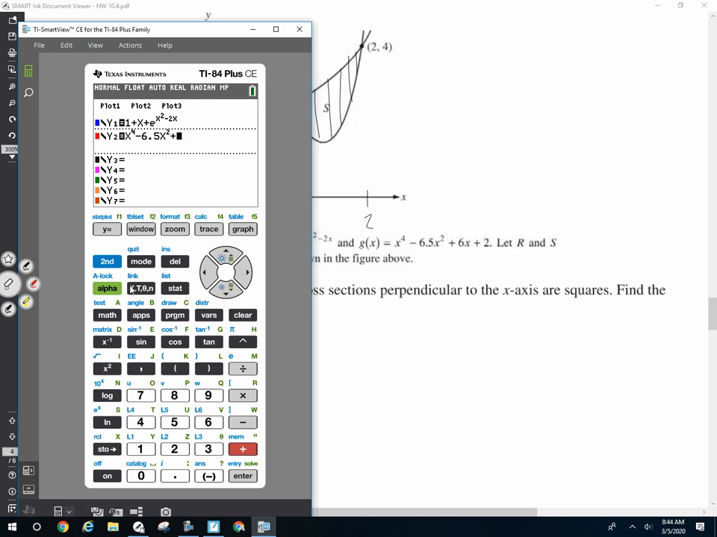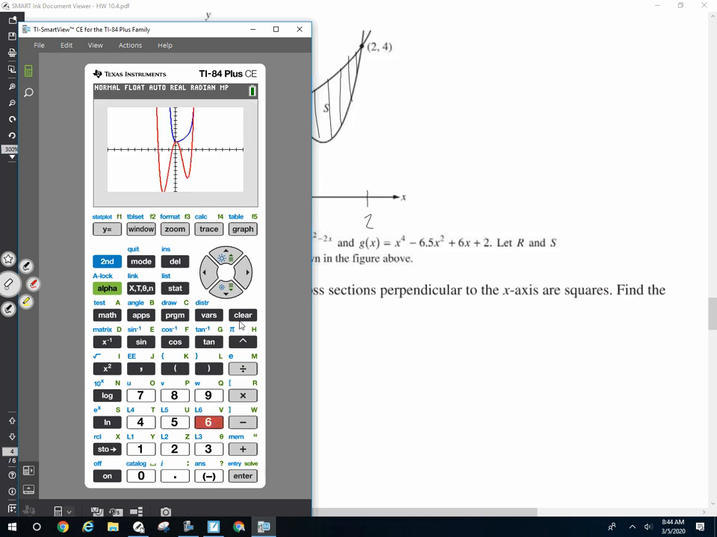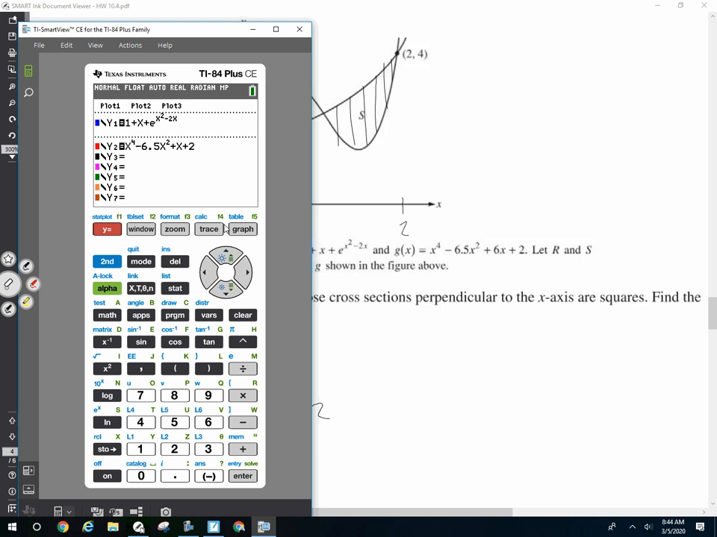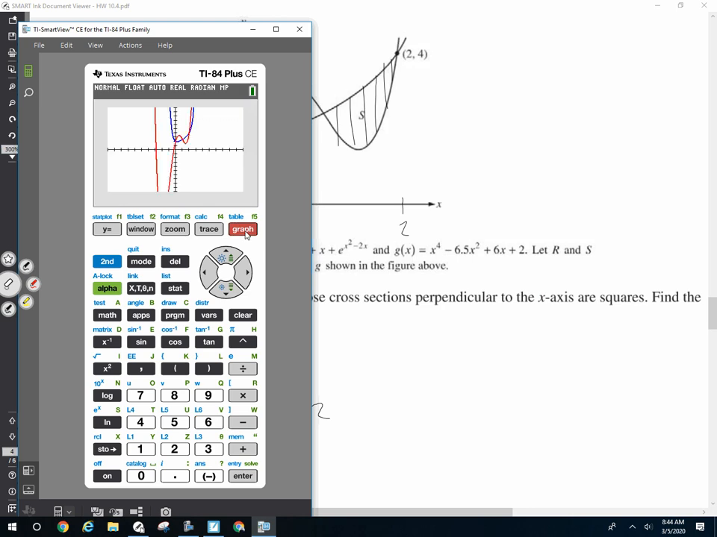Make sure we are plugging in things carefully. I know I plugged in something wrong, right? Because this is not intersecting at 2, 4. So I'm going back. I'm checking. 1 plus x plus e to the x squared minus 2x. That's right. That's so funny how I say, hey, make sure you plug in things carefully, and then I don't even plug in things carefully. There we go. So that's at 2, 4.